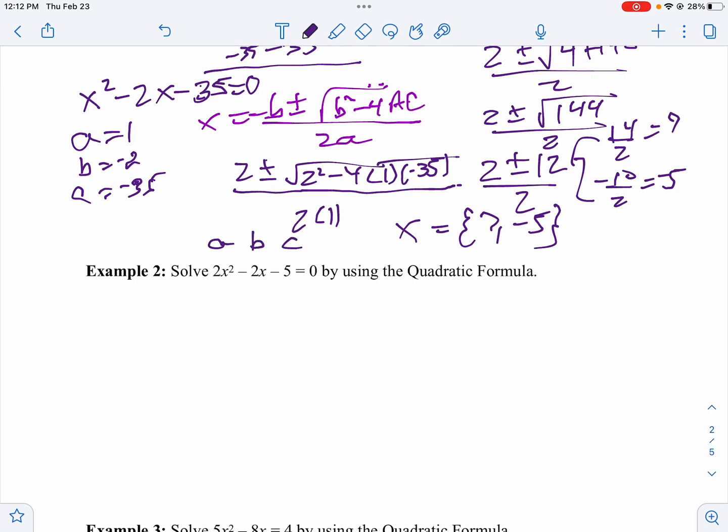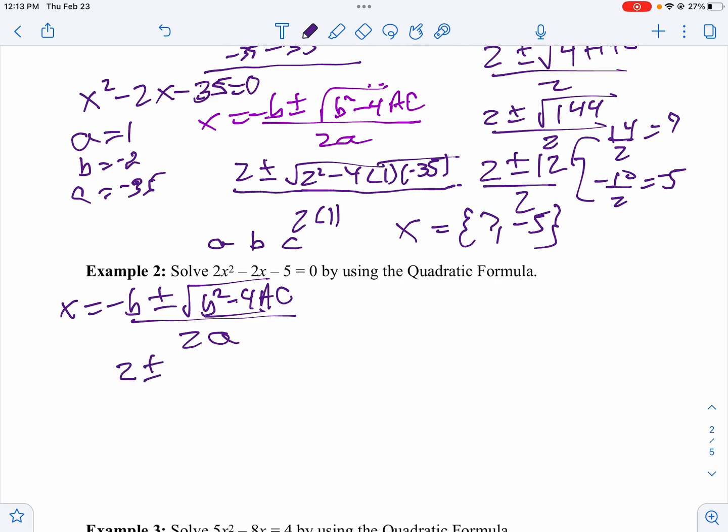Very similar to what we just did, isn't it? So, x equals negative b plus or minus the square root of b squared minus 4ac all over 2a. Almost forgot to write my all over there. So on this one, b is negative 2, so I have positive 2 plus or minus. On the last one, it was negative 2, wasn't it? But I square that, so it's still 4.